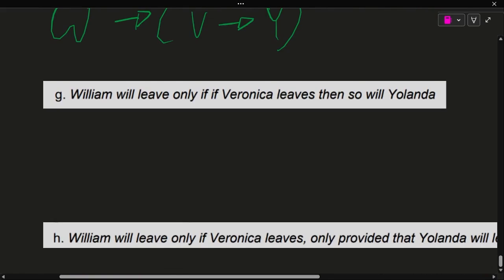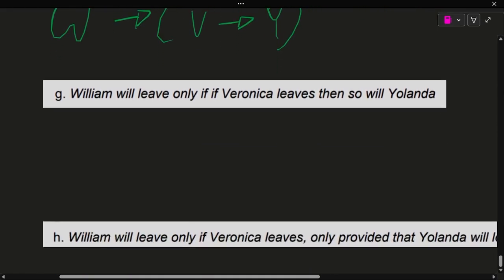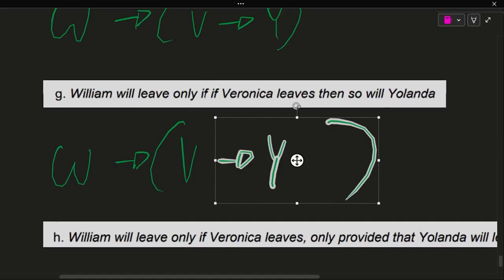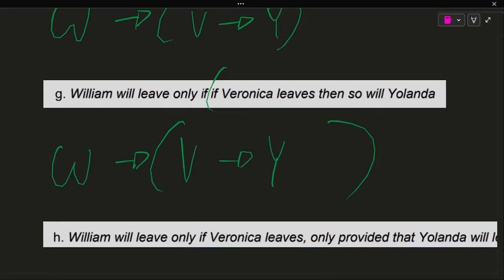William will leave only if Veronica leaves, then so will Yolanda. This is the same phrasing as the previous one. Sort of. It works the same way as a correct equivalent. We have William will leave only if, so brackets, because that's how it's phrased. Veronica leaves, then so will Yolanda. Only if.